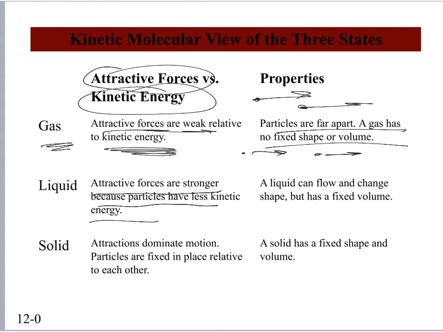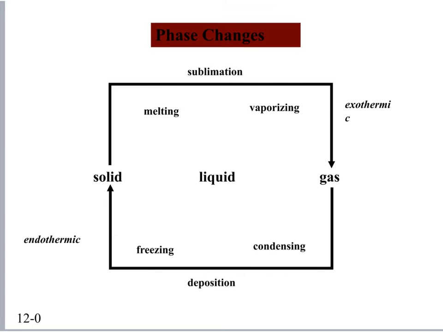So that's why they stick to each other, but they can flow because the attractions aren't so fixed. When you get to a solid phase, the attractions dominate the motion. The molecules really are fixed in place. They're not flying around, and that's why a solid has a fixed shape.